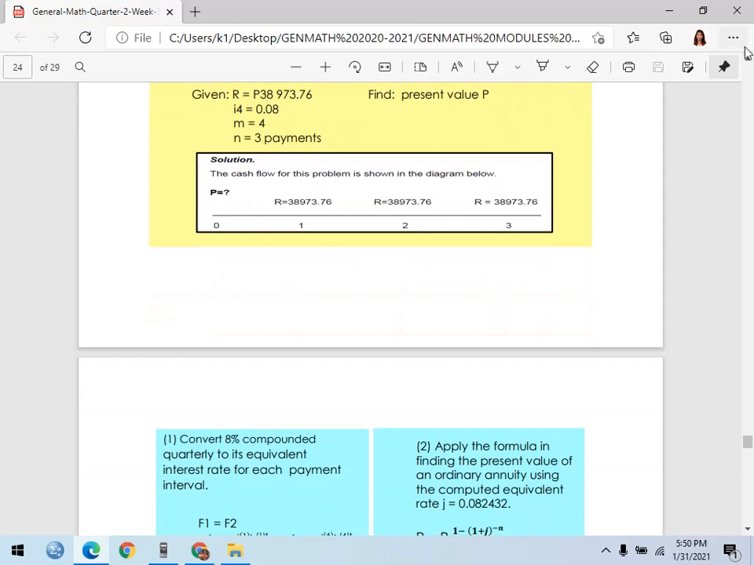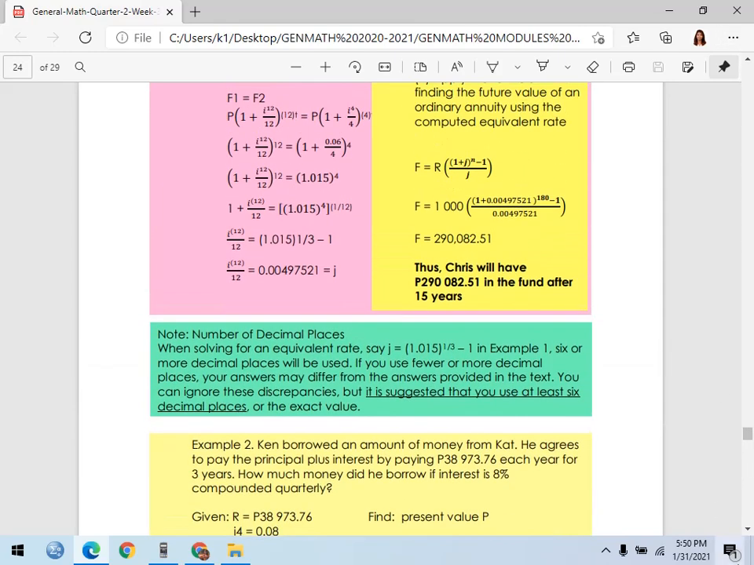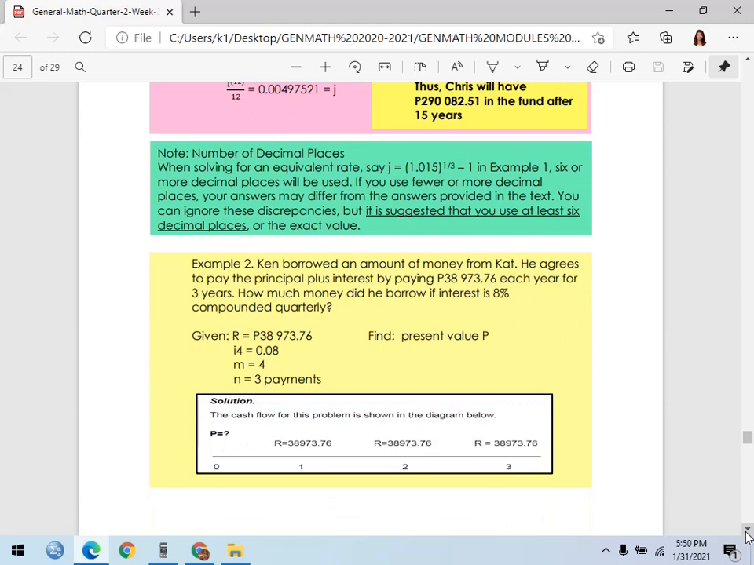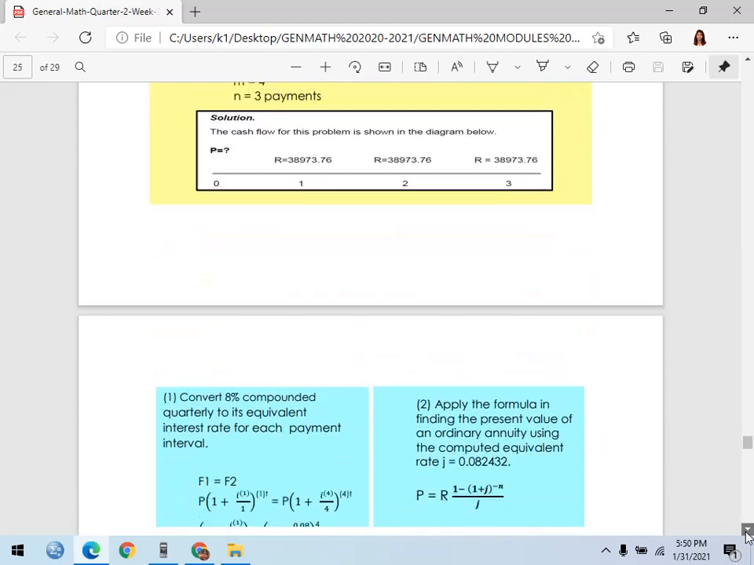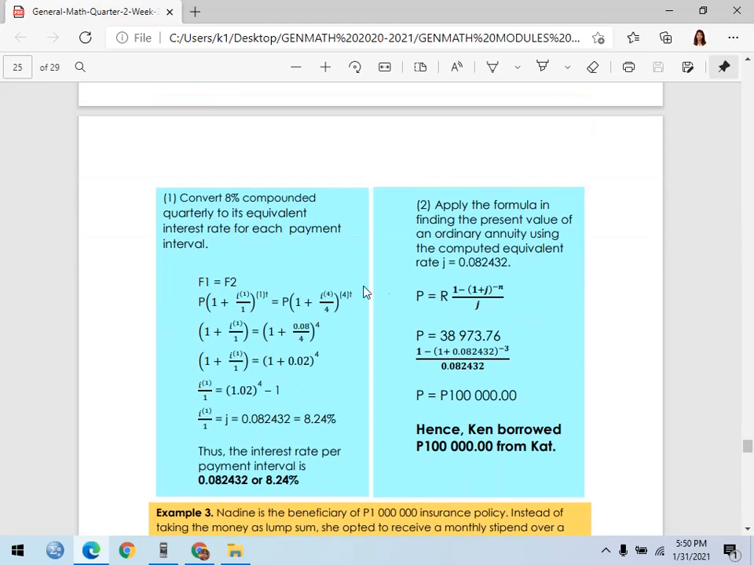So, same is true if the given is a present or future value. Again, kailangan nyo munang mag-solve for J. And since this is a general annuity, you must first convert. If the given is 8% compounded quarterly, and then hahanapin yung compounded annually niya.